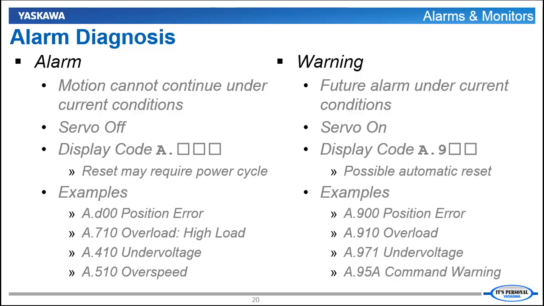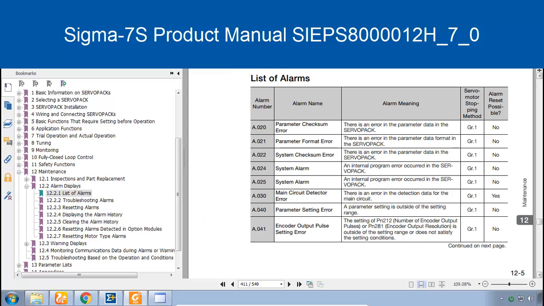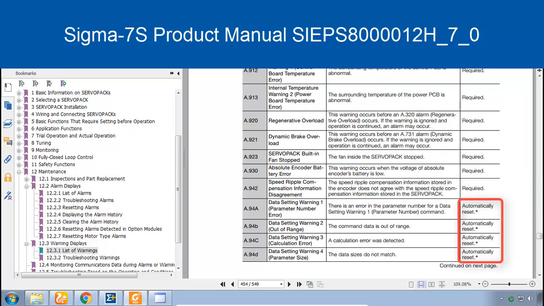Since you can't predict every alarm, there's a lot fewer warnings than alarms. And there are some conditions, such as Mechatrolink command warnings, that will never result in alarms. Alarms and warnings can generally be cleared with the alarm reset command, as we've done, although some alarms do require a power cycle to clear, and some warnings do clear themselves automatically.